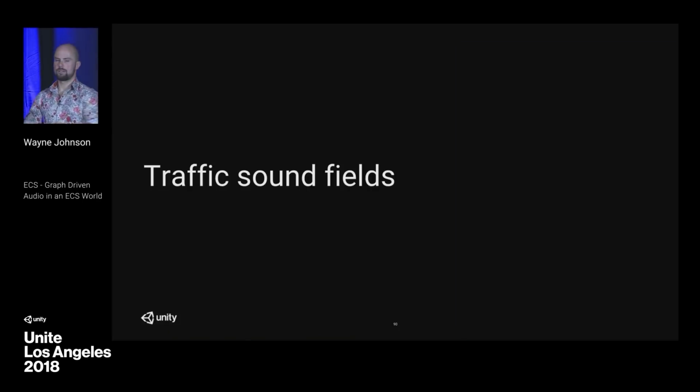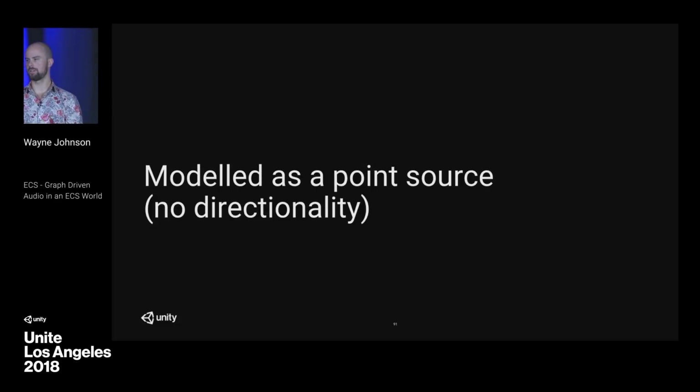Traffic also used the sound field concept. Obviously, these sound fields, these entities were not static. They were moving as the agents were moving around the world and avoiding each other. But what's interesting with the traffic sound fields is that they were modeled as point sources. There was no directionality for these particular ones in terms of cars. They just emitted in all angles. There was no cone or any of these other properties, which we didn't really need for car sound propagation.